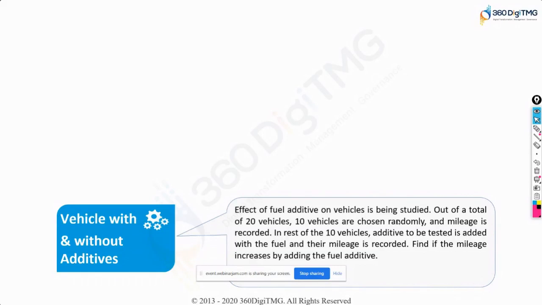We want to find out if I mix the additive into the fuel, is it affecting my mileage or not? Is it increasing my mileage or not? This is what we have to do. Now, in order to do that, first we need to frame the statements, isn't it?